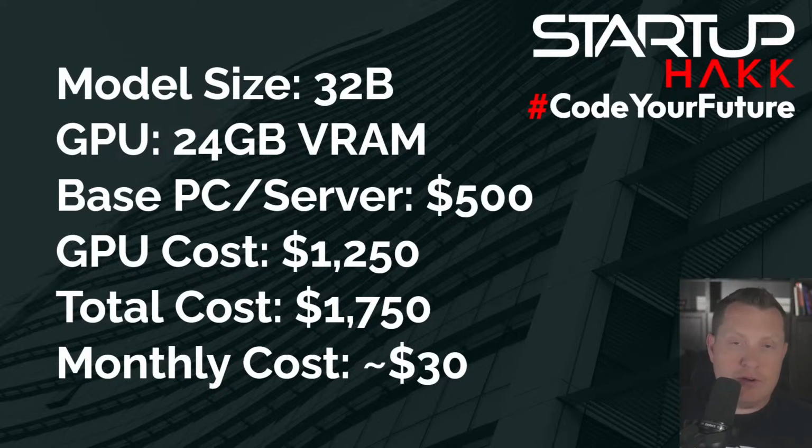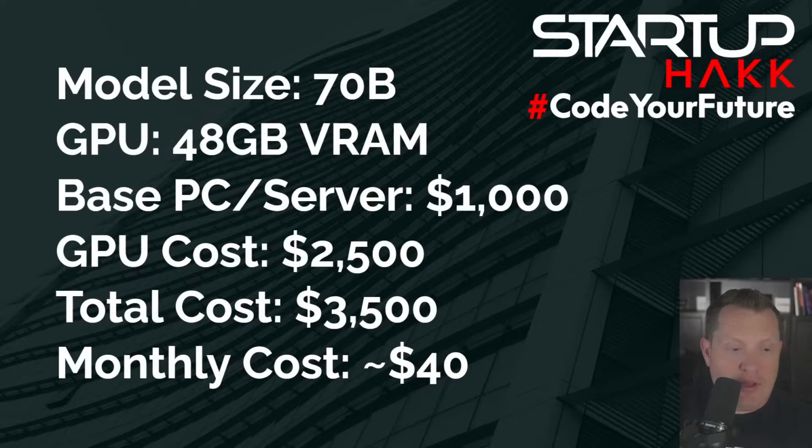So a base server, still that PC sitting under your desk. You can slap a 24 gig card into it. It costs about $1,200 to $1,500, and you're looking at $1,700 to $2,000 for the cost of this. These cards are a little bit bigger and will definitely suck a little bit more electricity. You're looking at about $30 a month.